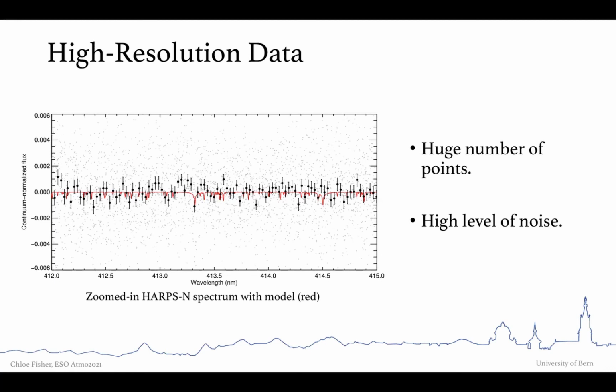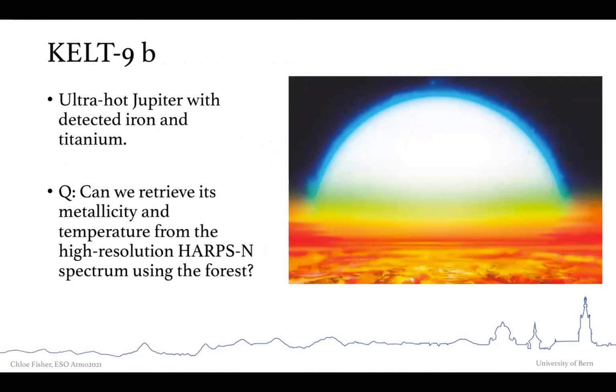Okay, so when we started working on this, we wanted to look at KELT-9b, which Jens mentioned yesterday, an ultra-hot Jupiter where he detected iron and titanium. So our question was, could we retrieve some atmospheric parameters from this spectrum? Not only doing these detections, but can we learn about the temperature and metallicity from this HARPS-North spectrum using the random forest?